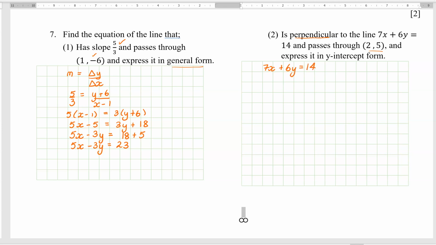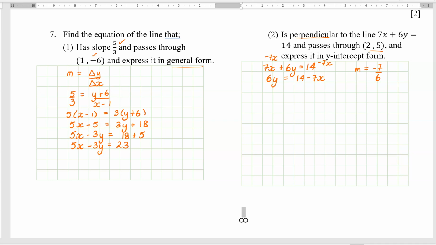We did that before. We try and get y by itself. This time we're going to get rid of this 7x. So we're going to subtract 7x. What we do to one side, we do to the other. So we end up with 6y equals 14 minus 7x. Okay, so what is our slope? The slope of this line will be minus 7 over 6.